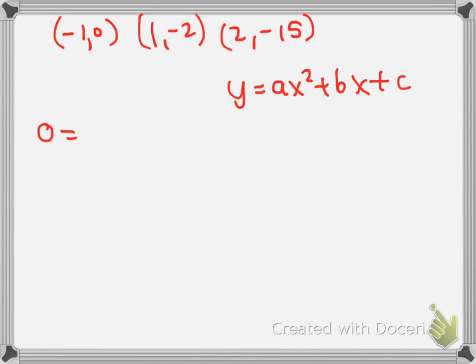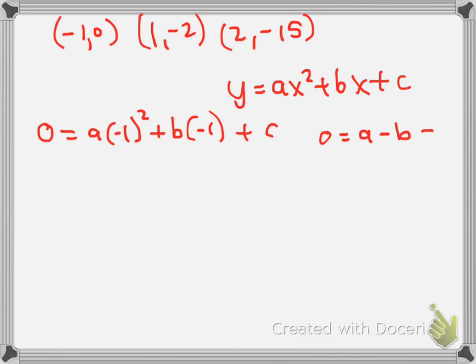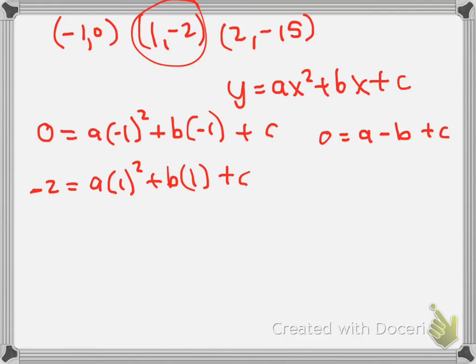I have 0 equals a times negative 1 squared plus b times negative 1 plus c. So if I simplify that, I have 0 equals a minus b plus c. Next one, if I take this x and y, I have negative 2 equals a times 1 squared plus b times 1 plus c. So when I simplify that, I have negative 2 equals a plus b plus c.